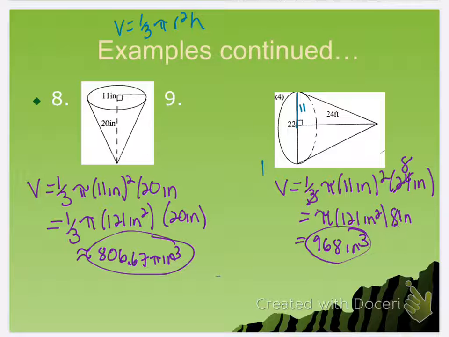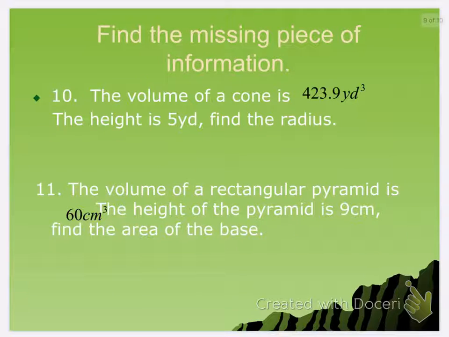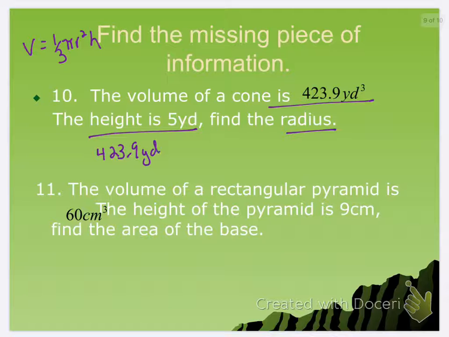We have 2 more examples to go. So these are the going backwards problems. You're given the volume. You need to find something that's missing. So remember that volume equals 1/3 pi r squared h. So if we know the volume, we know the height, what's the radius? So 423.9 yards cubed equals 1/3 pi, my r is what I'm looking for, r squared h.